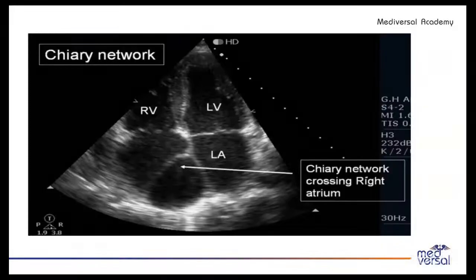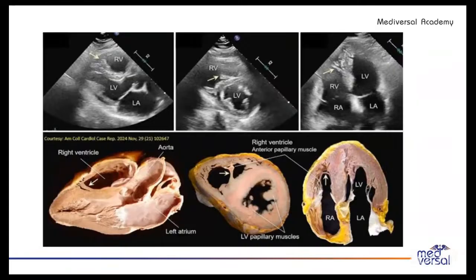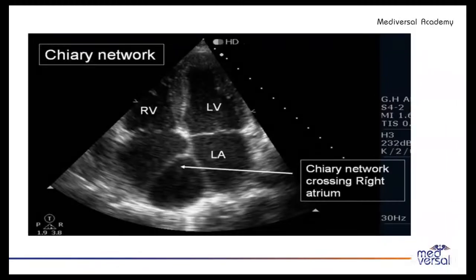Secondly, this is a normal anatomical structure showing the Chiari network crossing the right atrium. This is an embryological remnant and a normal morphological variant present in the right atrium. It should not be confused with a thrombus, a mass or some other foreign structure. These are normal structures present in the RV. This was the moderator band, and this was the Chiari network crossing the right atrium.